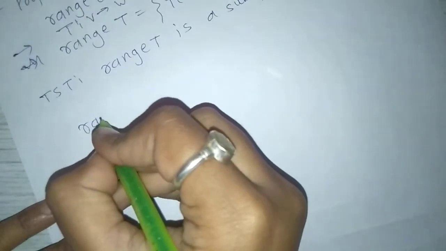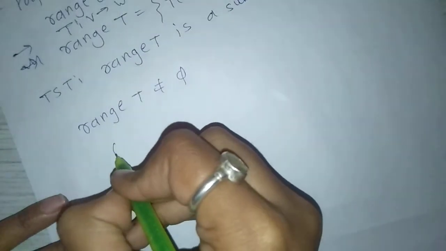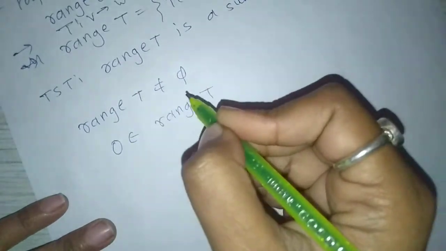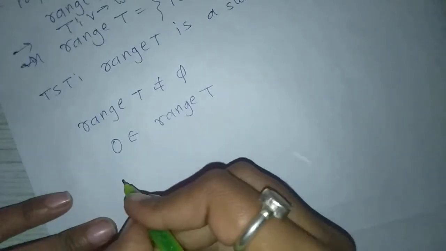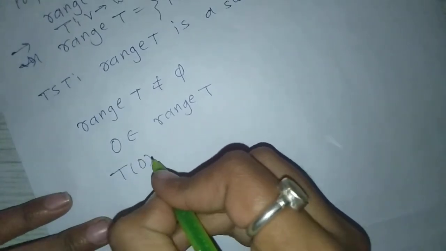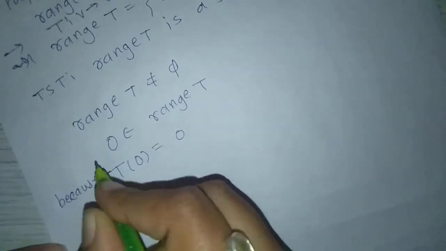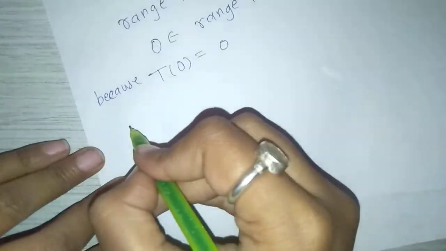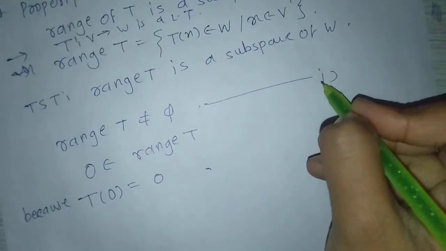First, range of T is non-empty as 0 belongs to range of T, because it is the image of 0 in V under T. T of 0 equal to 0. Give this as equation number 1.